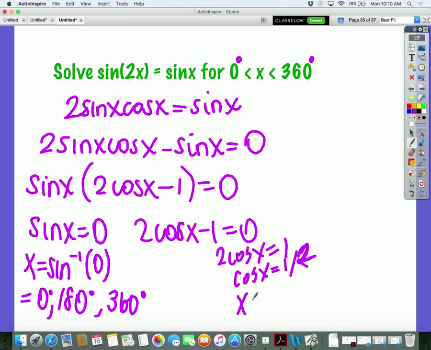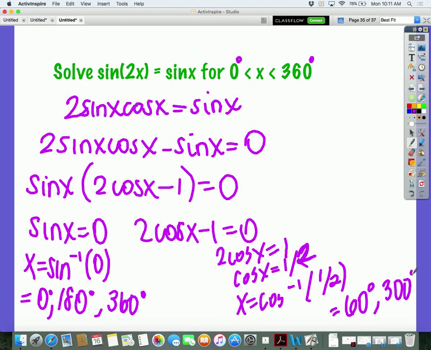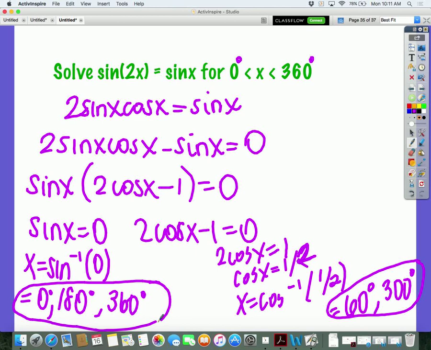Then we're going to do a similar process to figure out where on our unit circle cosine is 1/2. 60 degrees. 300. Positive 1/2 would be in your first and fourth quadrant, so that would be 60 degrees and 300. So all 5 of these answers are solutions.